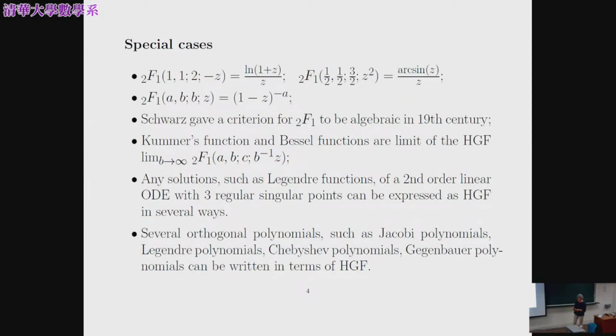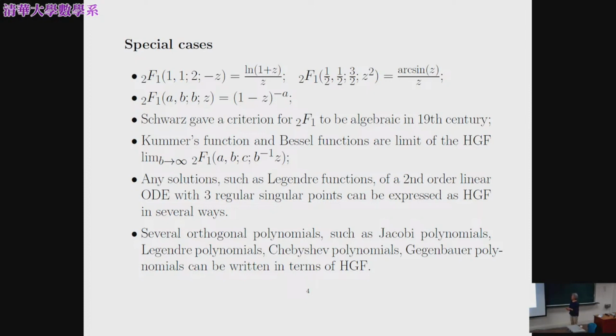So the hypergeometric series actually recovers quite a bunch of familiar functions. And because it's defined as an infinite series, the interesting question is to which function it converges. For instance, we can recover log(1 plus z), okay, as a hypergeometric function, or arcsine, or, say, we have 1 minus z to the 1 minus a. Okay. And the interesting thing is, when does this infinite series converge to an algebraic function? This was studied by Schwarz, and he gave a criterion for this to happen in the 19th century.